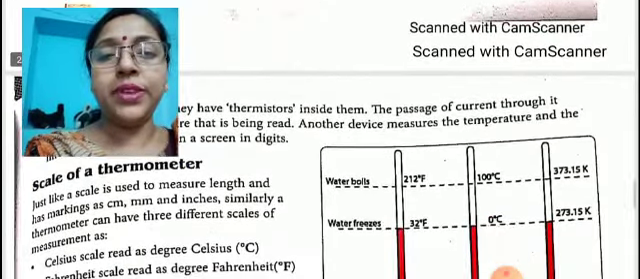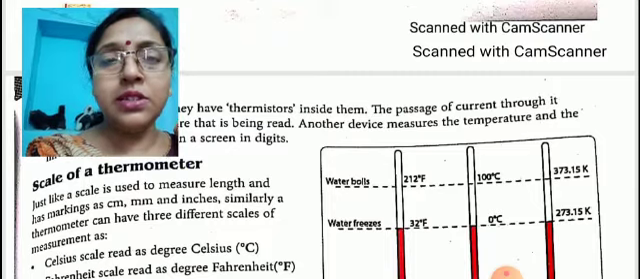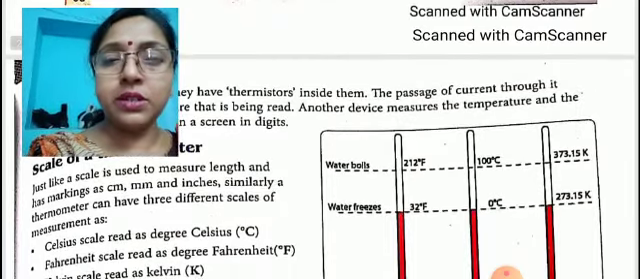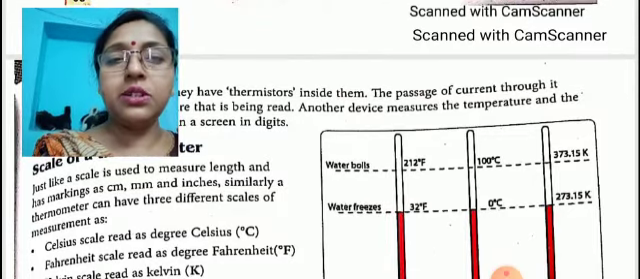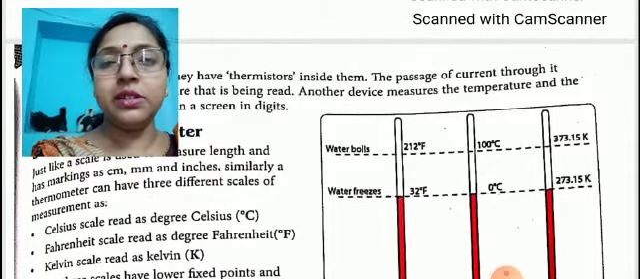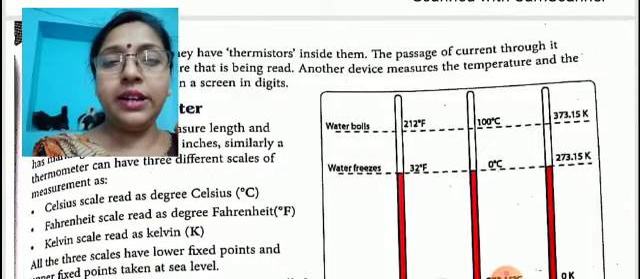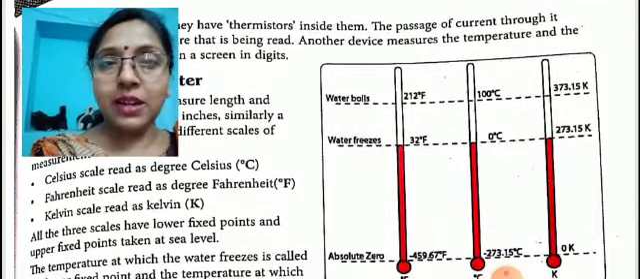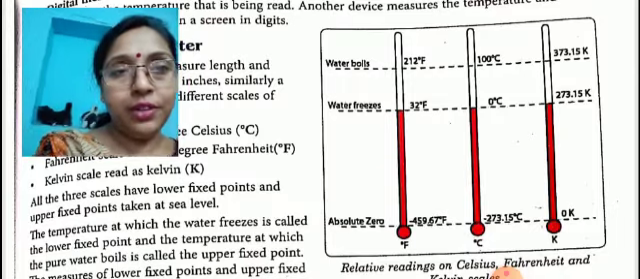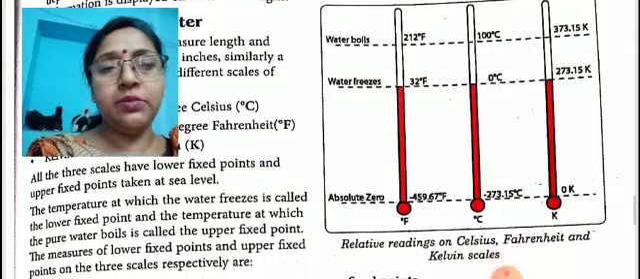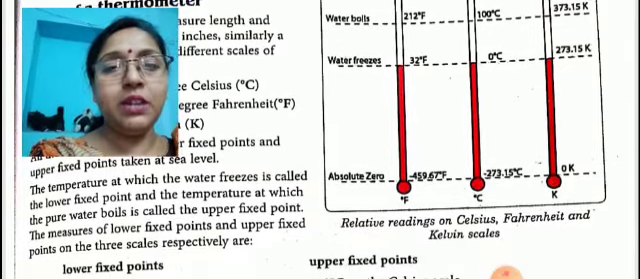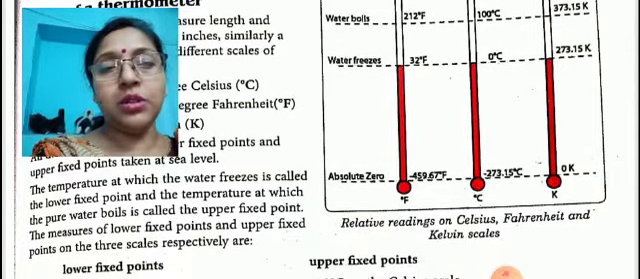Scale of a thermometer. In a thermometer, the Celsius degree is called the standard measurement. Just like scales used to measure length are marked in centimeters, millimeters, and inches, similarly a thermometer can have different scales: the Celsius scale, degree Celsius; Fahrenheit, degree Fahrenheit; and the Kelvin scale, as Kelvin. All three scales have a lower fixed point and an upper fixed point. The lower fixed point is the melting point, where the liquid freezes, and the temperature at which the water boils is called the upper fixed point.